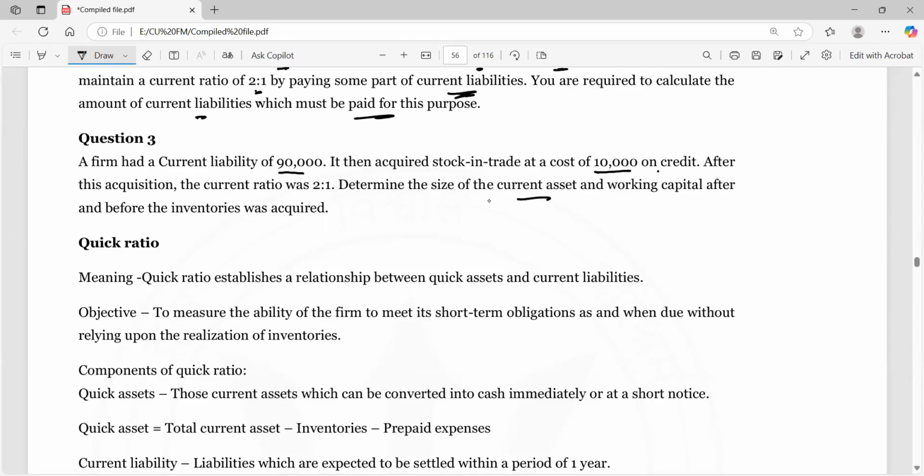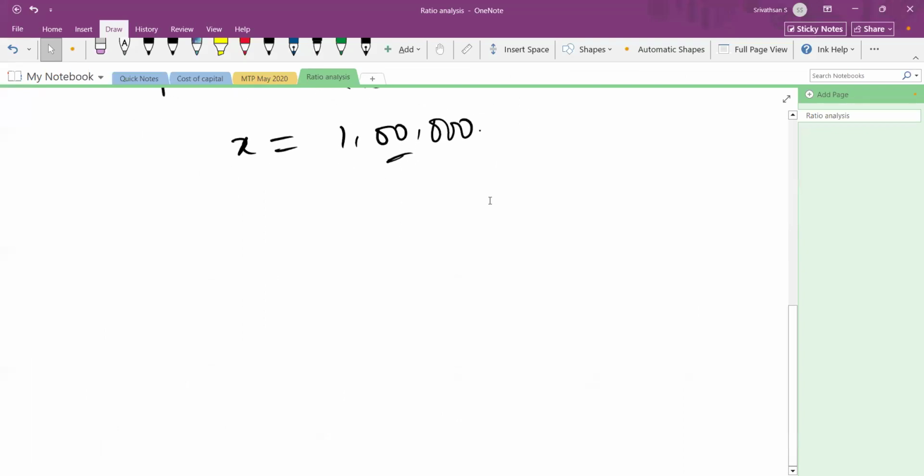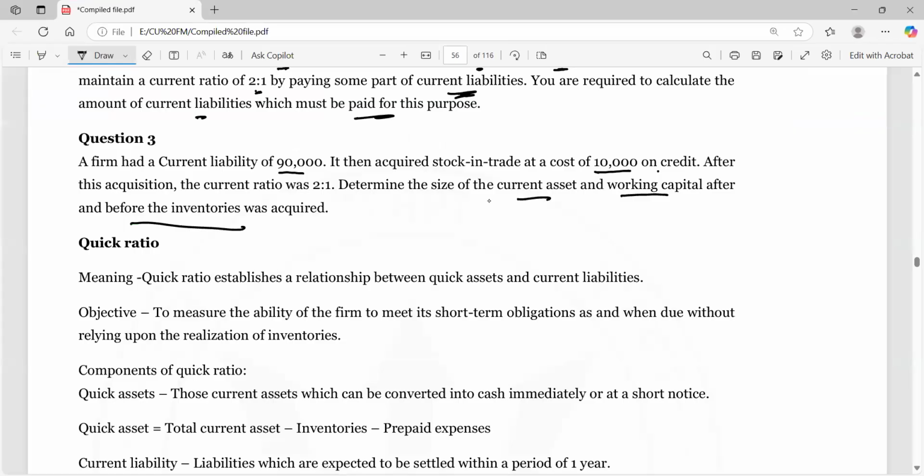Determine the size of the current asset and working capital after and before the inventories were acquired. So we have to calculate what is the amount of current asset and working capital before acquiring the inventory and after acquiring the inventory. Did everyone get that answer? 1,90,000? Everyone? Is there anyone who wants me to solve it? Did everyone get the answer?